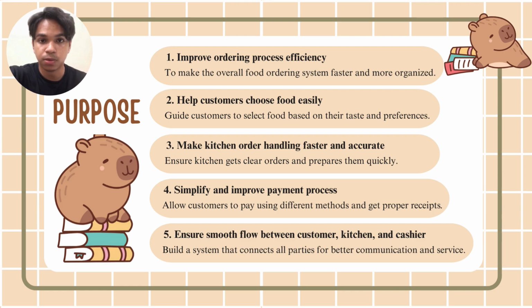The first one, we want to improve ordering process efficiency. We want to make the overall food ordering system faster and more organized. Number two, we want to help customers choose food easily. The system will guide customers to select food based on their taste and preferences. Number three, we want to make kitchen order handling faster and accurate. This will make sure the kitchen gets clear orders and prepares them quickly.